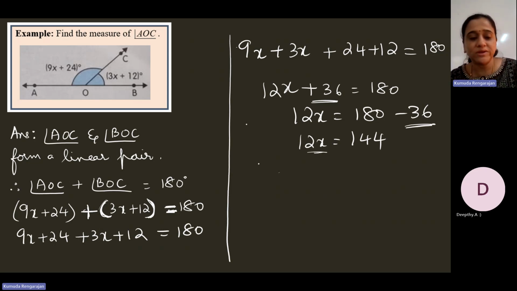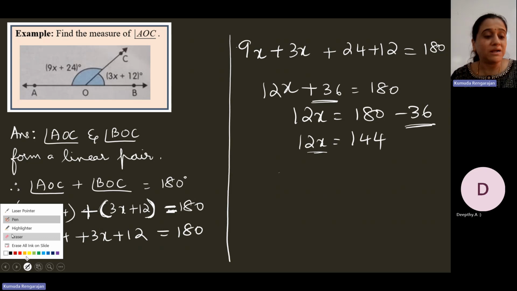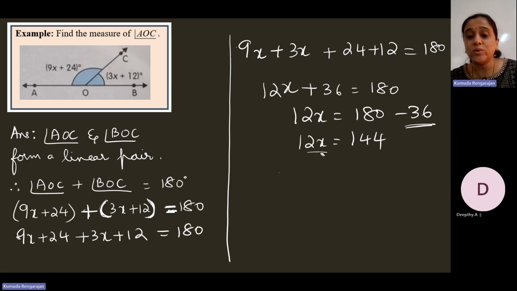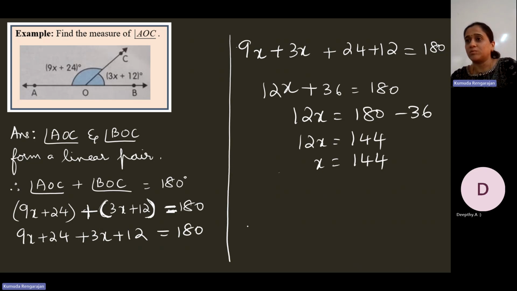Now what is the relation between 12 and x? Multiplication, 12 into x. So when you take 12 to the other side, write the remaining things. Don't write 12. Write the remaining things. x is equal to 144.